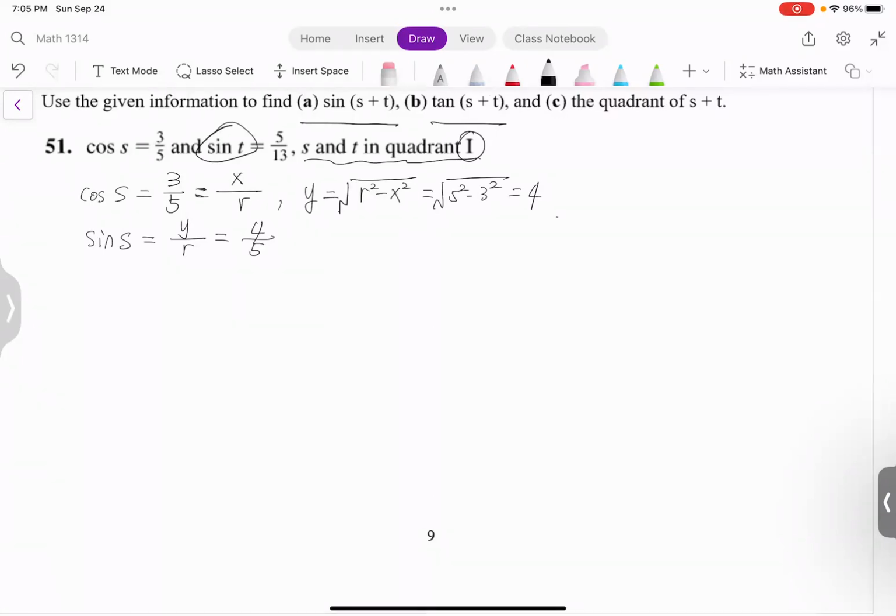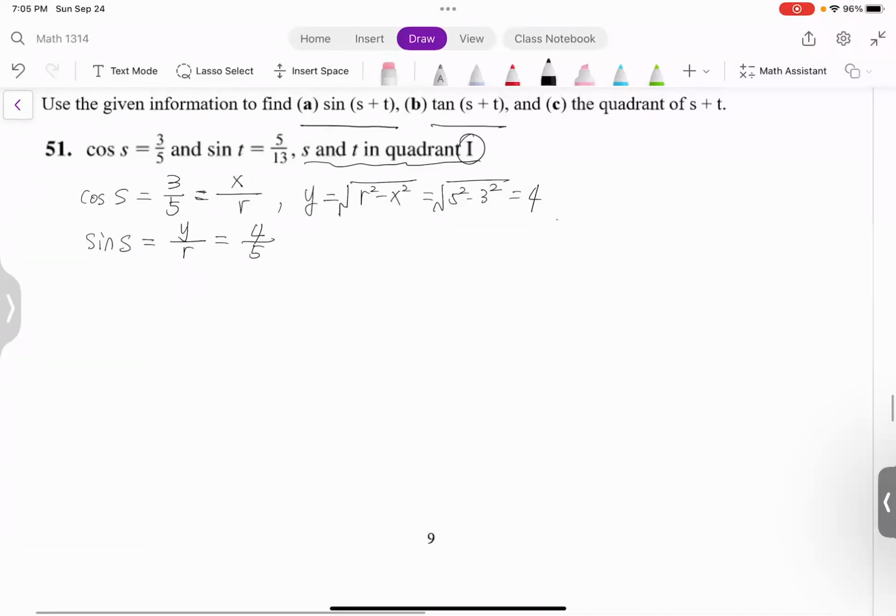So here we have sine t. Can you find cosine t? We list the given information here. Sine t equals 5 over 13, and sine t equals y over r. Can you find the x? Yes, x equals the square root of r squared minus y squared.